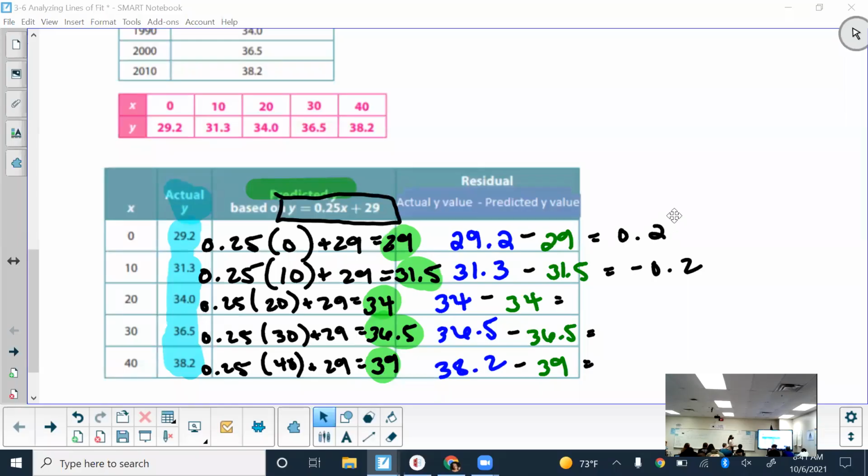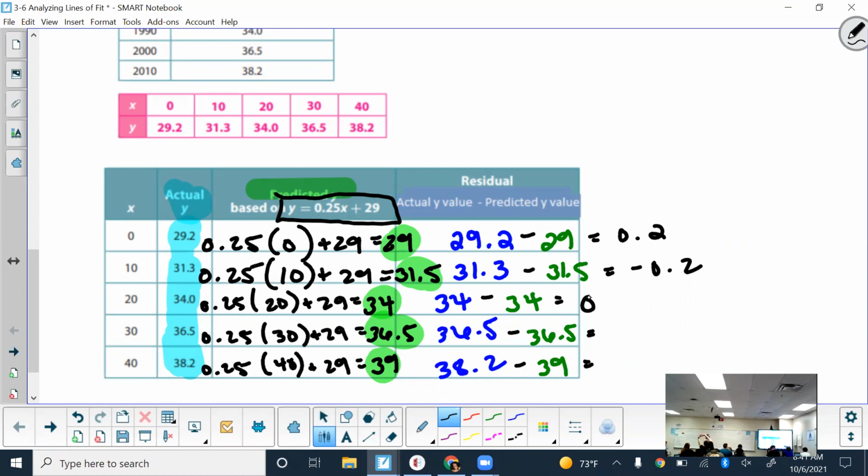All right, so what did you get for the residual when X is 20? 0, good. Because the actual and the predicted Y value were the exact same number. Is that good? Does that mean that the trend line's good? Yes, if they could all be 0, it would be perfect. But usually it's not perfect, usually it's just close to 0.